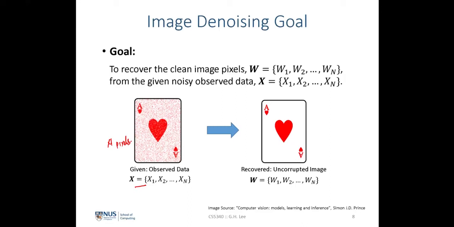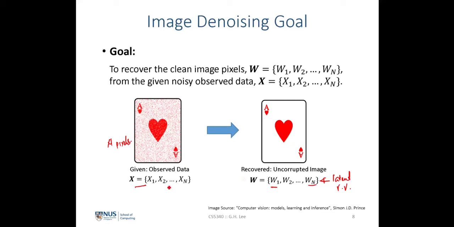The goal now is to recover the uncorrupted image, where I represent every pixel in the uncorrupted image as w1 all the way to wn. From the problem formulation, it becomes apparent that this w, which is the uncorrupted image, is what we want to recover, and this is also the set of latent random variables that we are interested in, because this is unknown to us. Given all the noisy pixels, we want to recover this particular uncorrupted image, which is treated as our latent random variable.